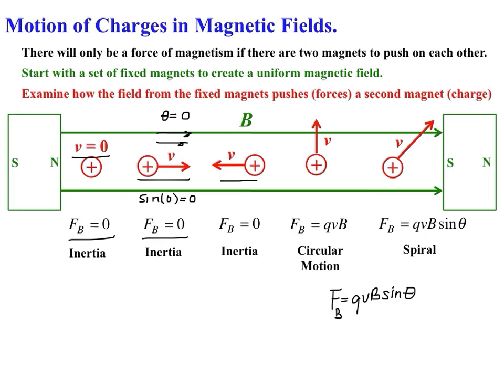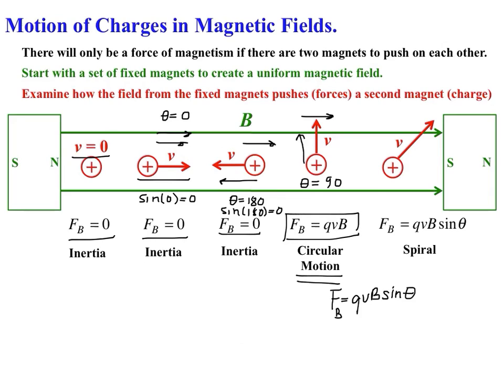Here, my velocity is to the left, my magnetic field is to the right, so my angle is 180 degrees. So, sine of 180 is also 0. So then we have another 0 force. Now, here where our charge is moving perpendicular to my field, then my angle is 90, so my force is actually maximum at this point. Now this is going to create circular motion, but we're going to see that in just a few minutes.